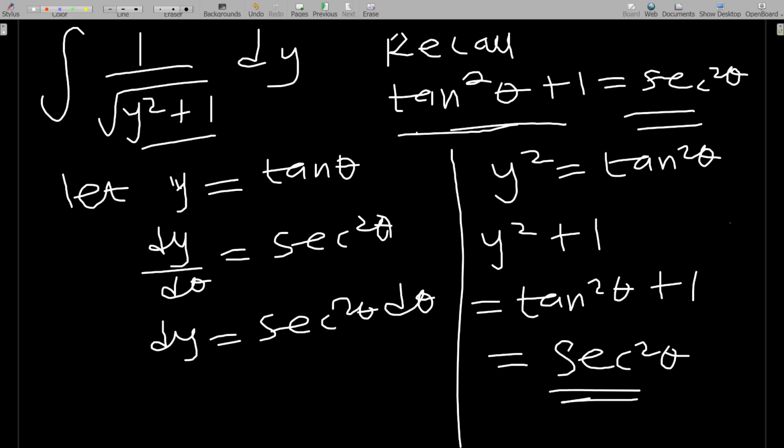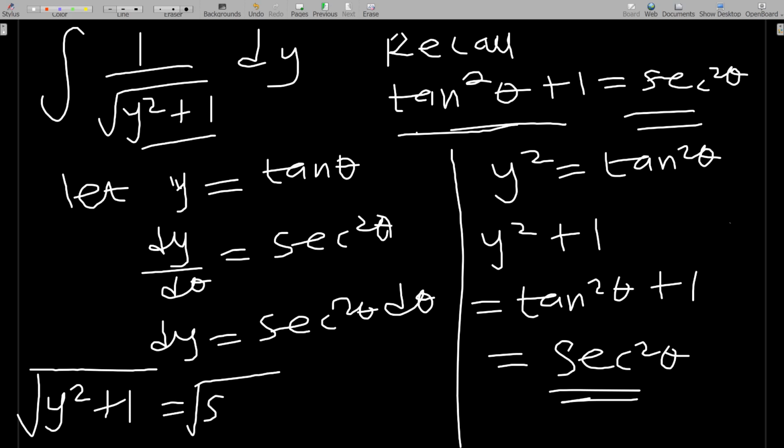So I have the square root of sec squared theta, which means the square root of sec theta all squared, and that will give me sec theta. So I'll just substitute everything. The square root of y squared plus 1 will be the square root of sec squared theta, and that will be equal to sec theta.